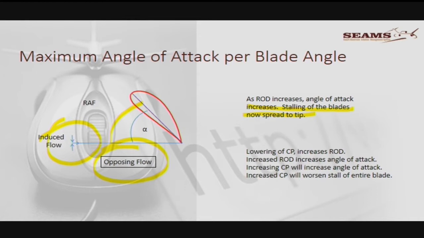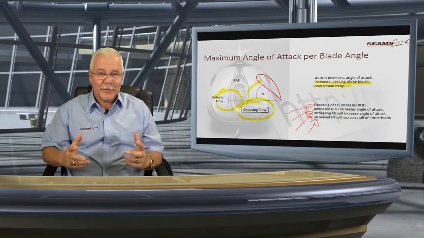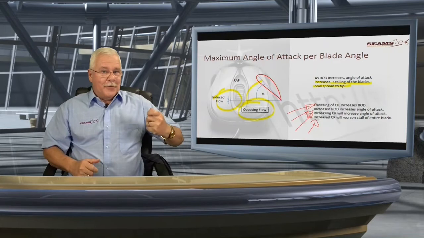Now, quick. We've got to look at this one nicely here. If we talk about lowering the collective pitch, now you increase the rate of descent. If you increase the rate of descent, then the angle of attack reduces due to the reasons I've just given. If you increase the collective pitch, you increase the angle of attack. If you increase the collective pitch, you worsen the stall on the entire blade. Now we're in a catch-22. Damned if we do, damned if we don't.